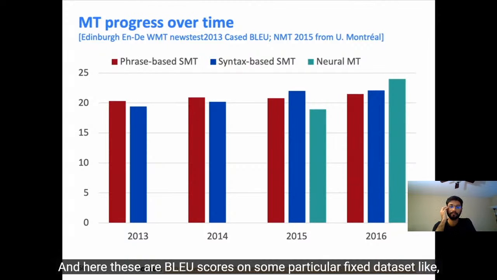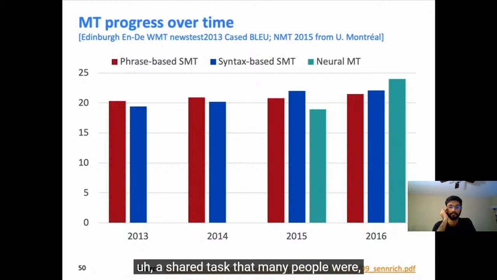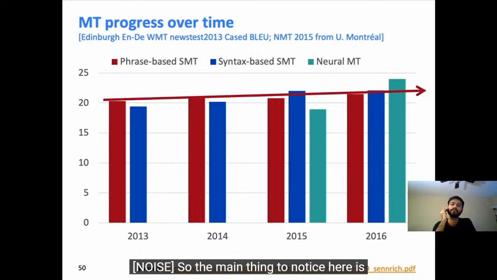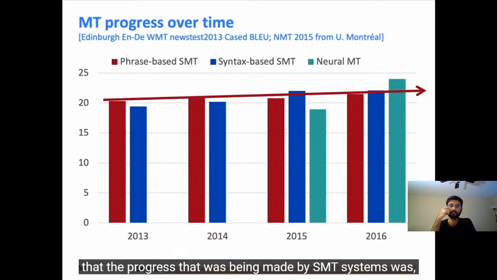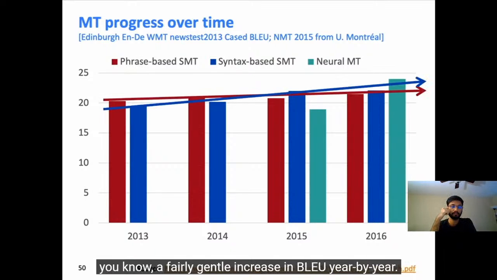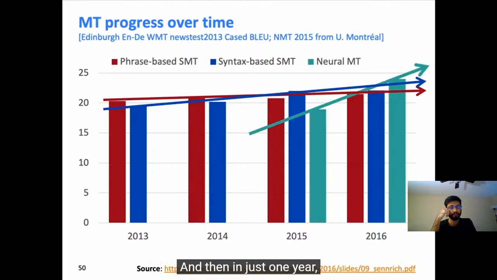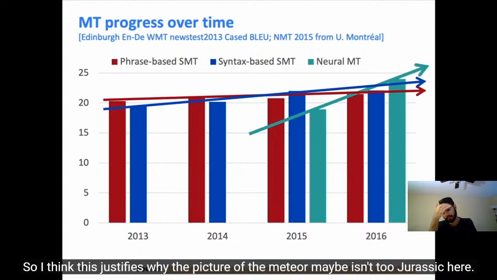And here, these are BLEU scores on some particular fixed data set, like a shared task that many people were submitting systems for. So the main thing to notice here is that the progress that was being made by SMT systems was a fairly gentle increase in BLEU year by year, and then in just 1 year, NMT arrives and is suddenly doing much more rapid progress. So I think this justifies why the picture of the meteor maybe isn't too dramatic here.